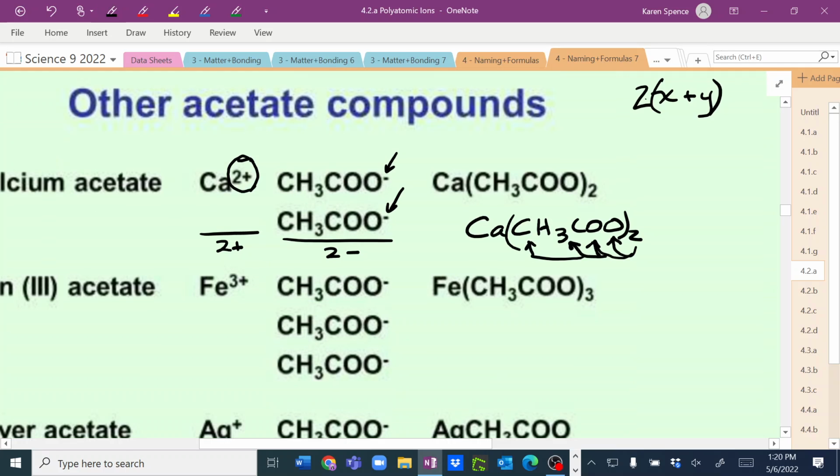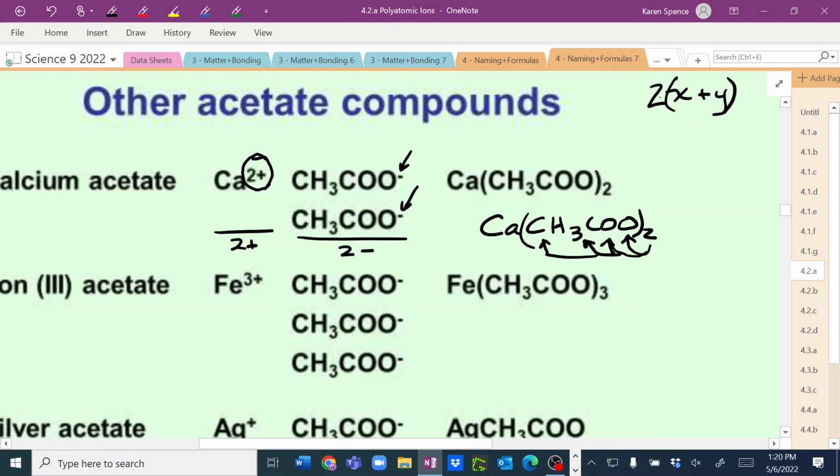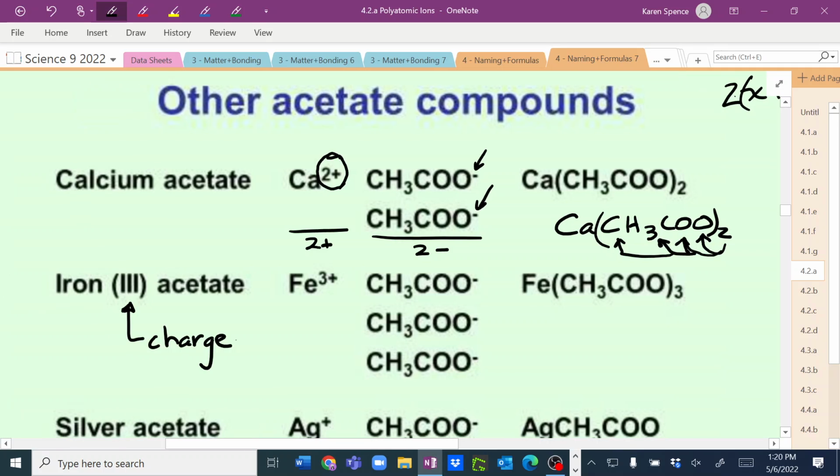Iron 3. What does this 3 tell us? That tells us the charge, and that means that we're going to have an iron with a 3+ charge, which means we need 3 of the negative acetate. So we're going to have brackets and a 3.